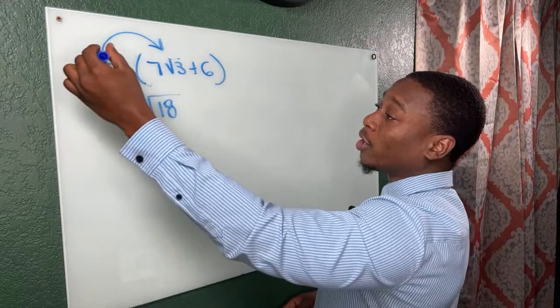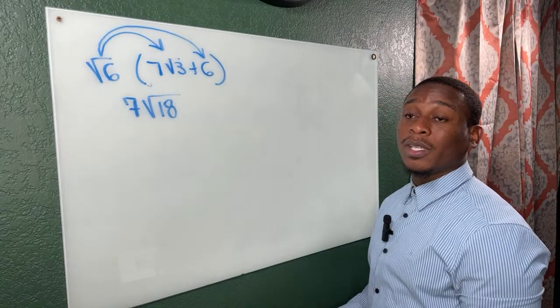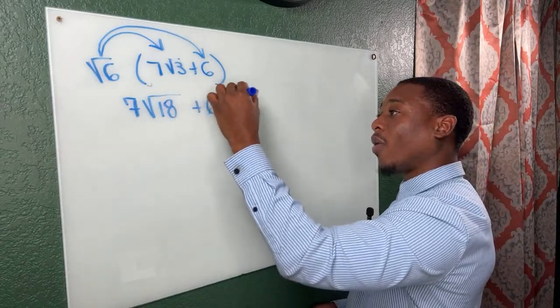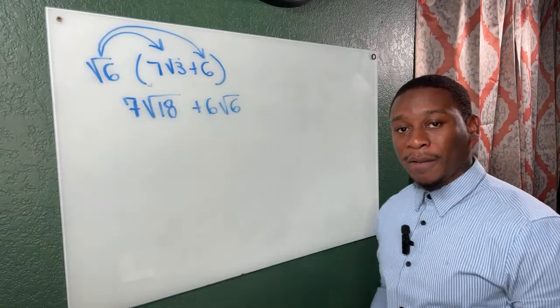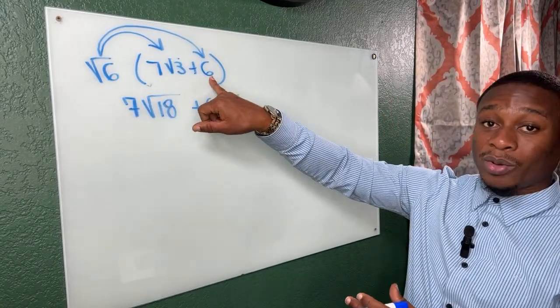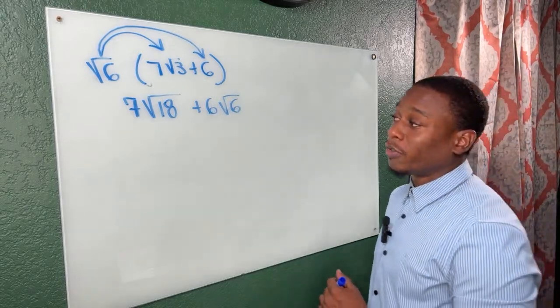Now, when I go back and distribute, meaning I multiply radical 6 by the other term in the parentheses, 6, this just turns into 6 radical 6. Okay? That's how we combine a radical with a non-radical. Okay, we multiply radicals with radicals, coefficient with coefficients.